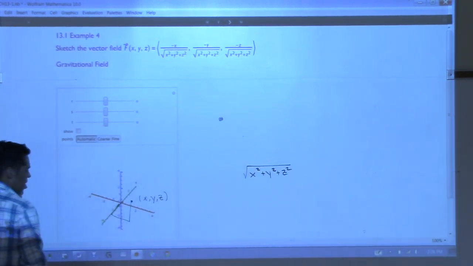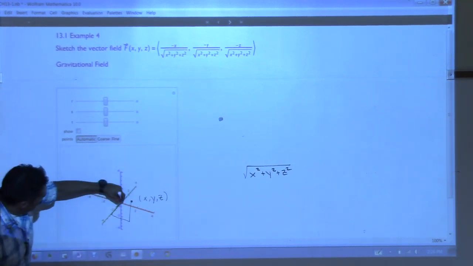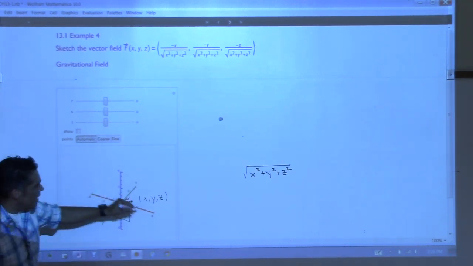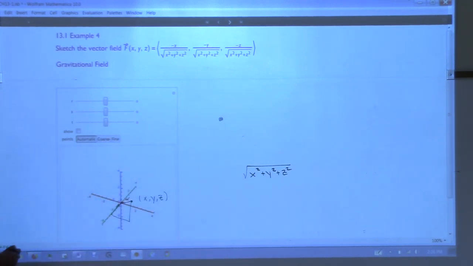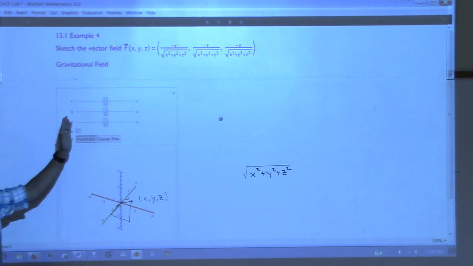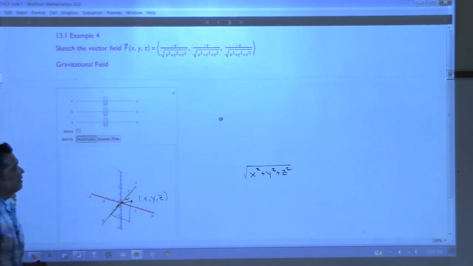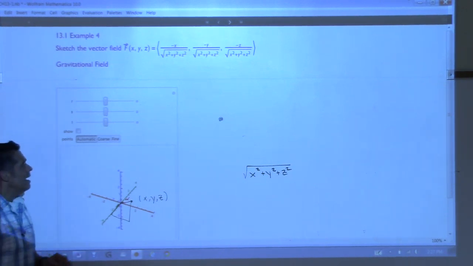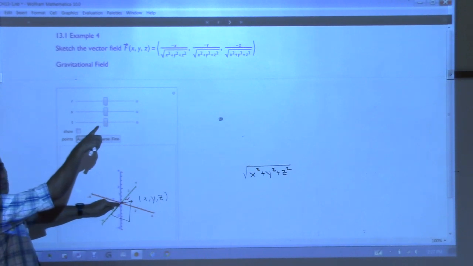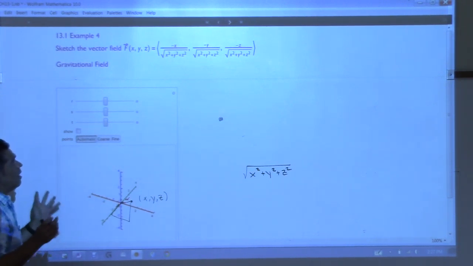So that distance right there, from the origin to that point, that's what this is, right? So what you're doing is you're taking each component of the vector field and dividing it by the distance. Should be a unit vector then. This vector field always spits out unit vectors. Do y'all agree? It's always going to spit out a unit vector, except at the origin. At 0, 0, 0, this is undefined, right? But otherwise, it's going to spit out a unit vector.